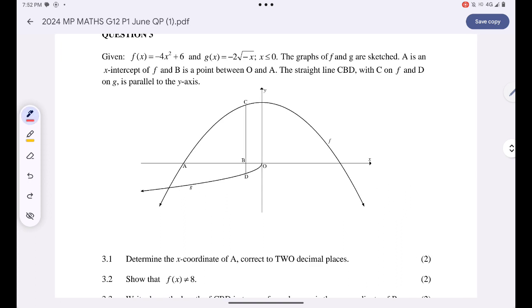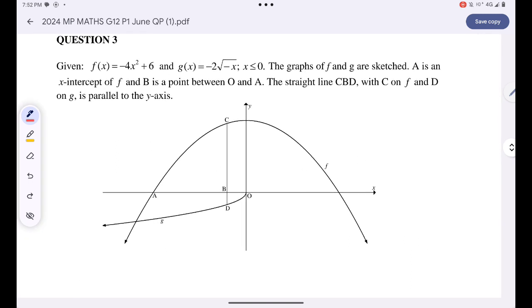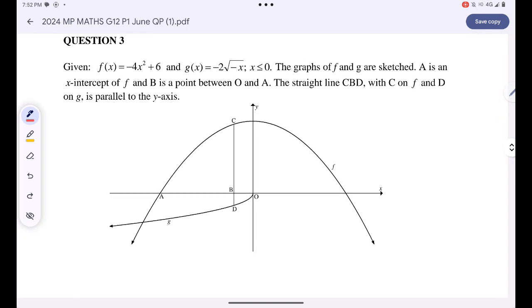First question, they want us to determine the x-coordinate of A. We must correct our answer to 2 decimal places. A is an x-intercept, guys. I don't care what kind of graph I have, but I know that for my x-intercepts, y is always equal to 0, all the time.